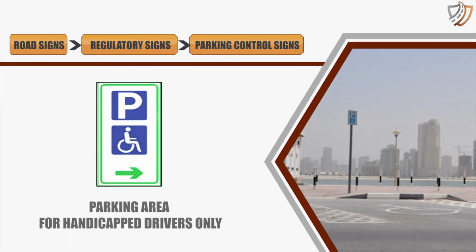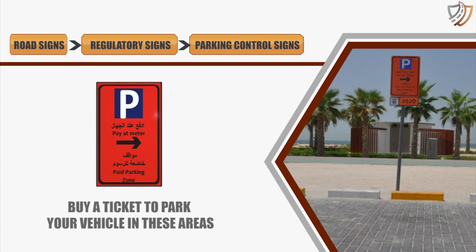Handicapped parking. This sign shows that this particular parking is reserved for handicapped drivers or their vehicles only. It is commonly found near the mall, areas of worship, parks and government buildings or other civil services. Motorists should not park, stop or wait in this parking. Violation can attract a fine. Meter parking. This sign indicates that this is a paid parking zone, and arrow indicates that the parking meter is on the right side, where you can buy a ticket to park your vehicle.